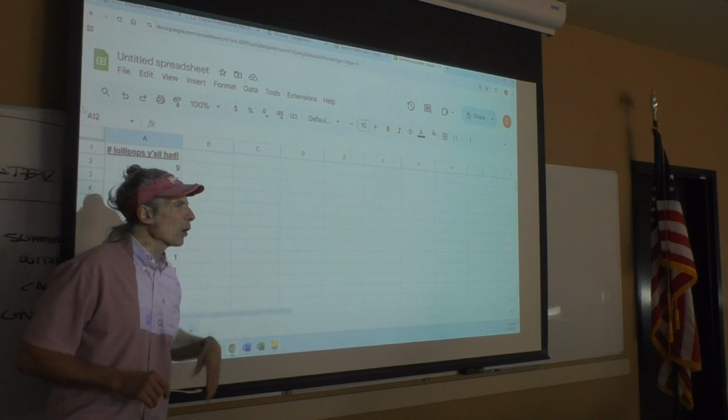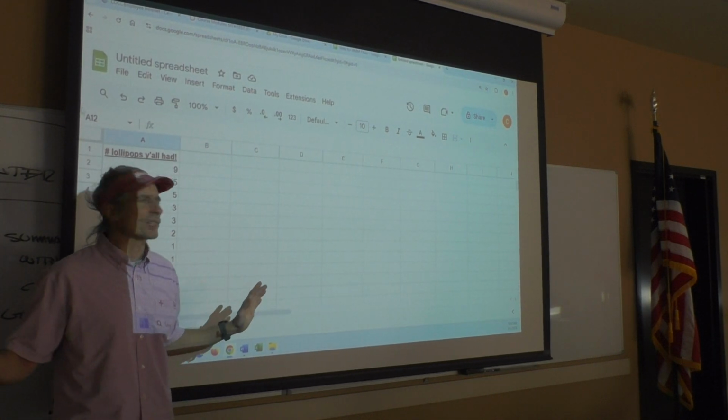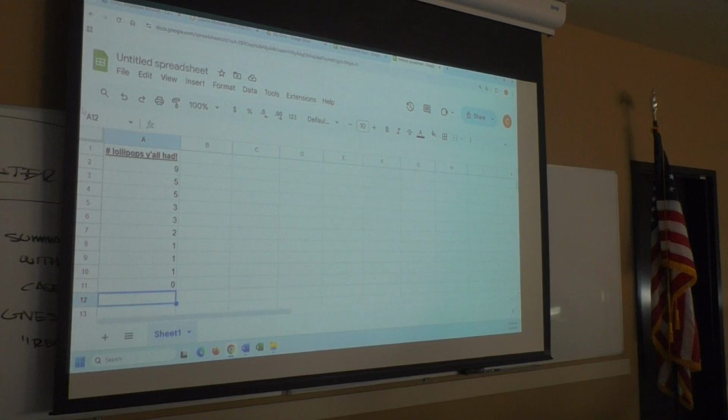Average somewhere over on the side to the right of your data. It doesn't matter what cell you're in. It really doesn't matter what cell you're in. So I'm just going to type the word mode, median, average.